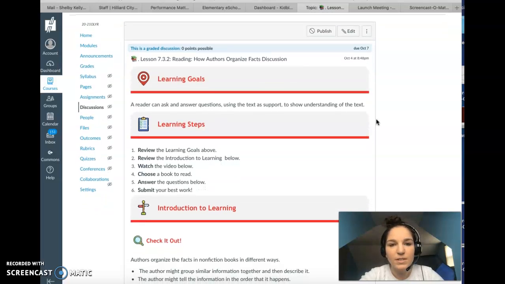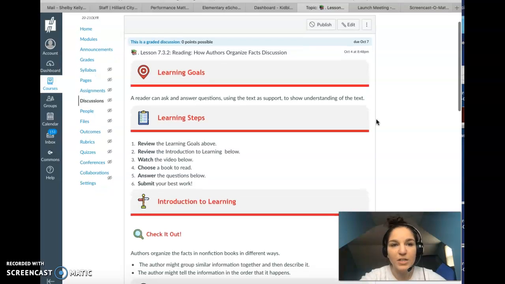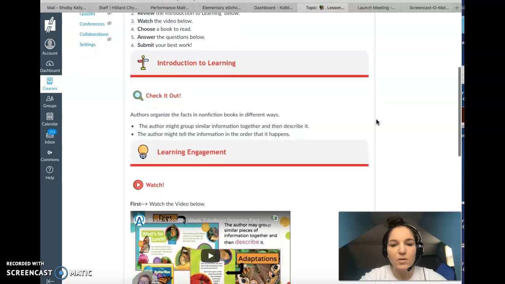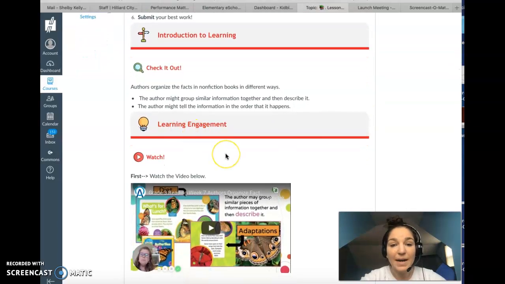So for today's reading assignment, we are going to be looking more closely at how authors organize their information in a nonfiction text. The authors might organize facts in nonfiction books in different ways. Maybe the author decided to group similar information together and then describe it. The author might also tell the information in order of how it happened.